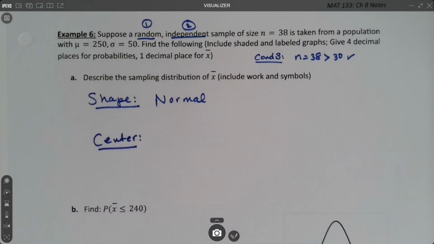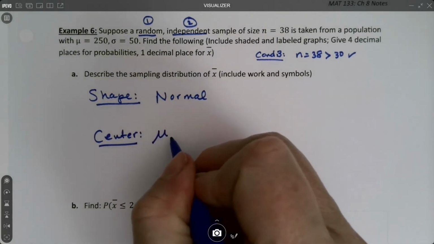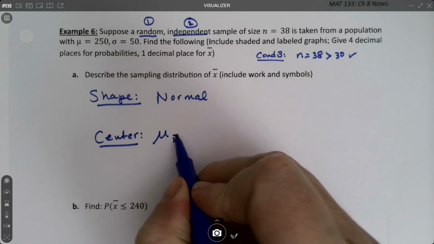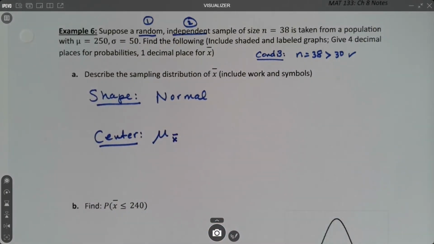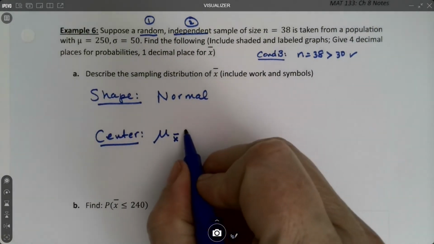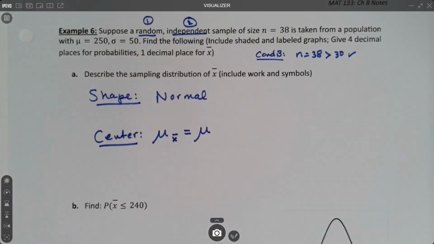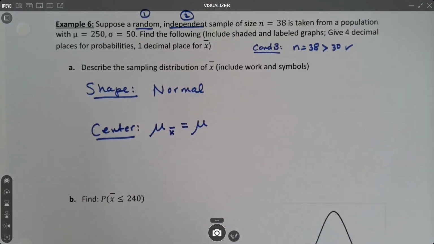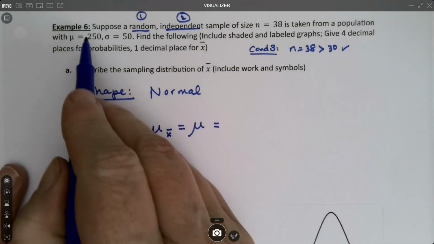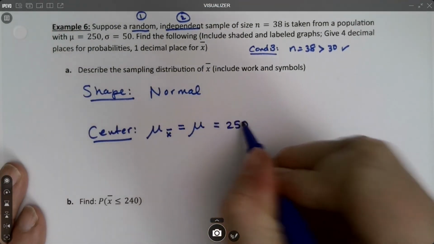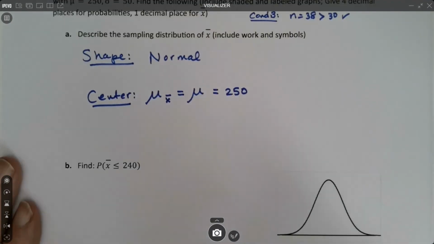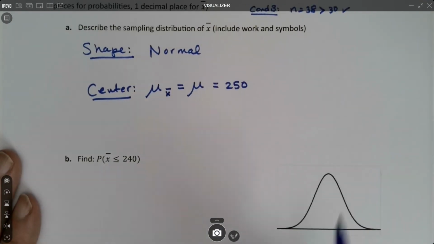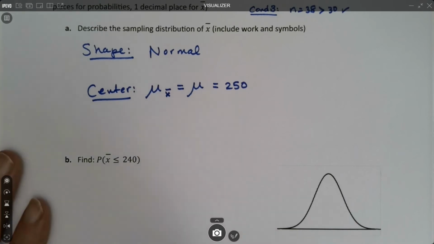Okay, well, using the central limit theorem, the center is the mean, and since this is for means, it'll be of x bar, right? The mean of the x bars, mu sub x bar, is equal to mu, right? That's what it says back a couple pages right here. All right, so what was mu for us? It was 250. So that is the center of our normal curve, which we're going to have down here. It's the center of the normal curve that is the sampling distribution.